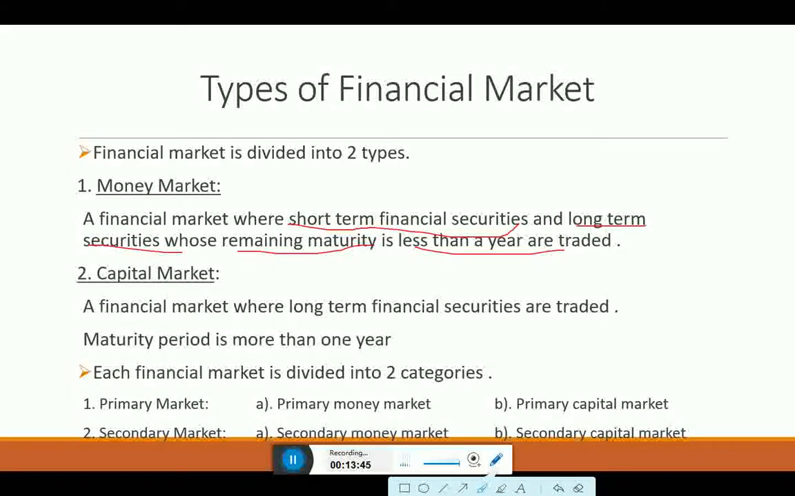So the remaining maturity is less than 1 year. That's why this financial security will also be traded on the money market. Remember, long-term financial security whose remaining maturity is less than 1 year was issued on the capital market. But as its remaining maturity is less than 1 year, that's why it is traded only on the money market. So what is the difference between issue and trade?